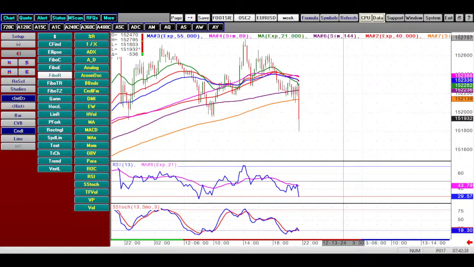Hello, sorry. Has anyone managed to enter any trades? Let me know. I think I've entered gold and dollar yen. I just hit at 90. So these are the two trades.